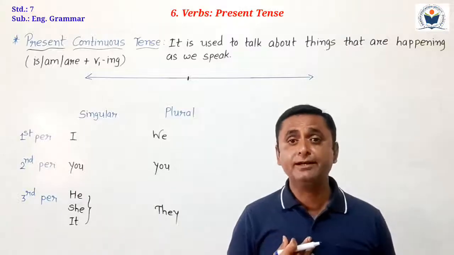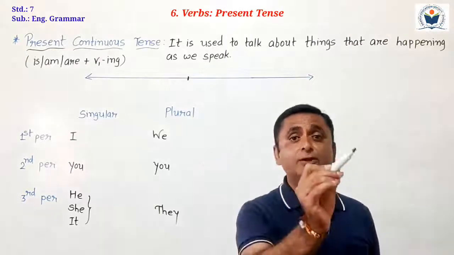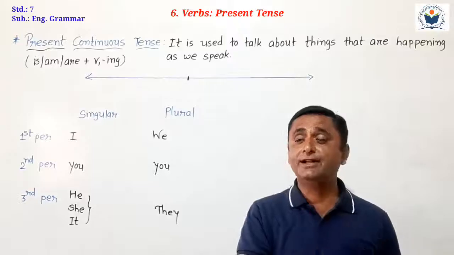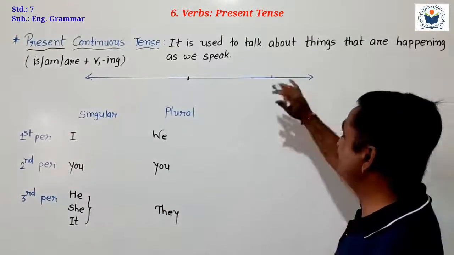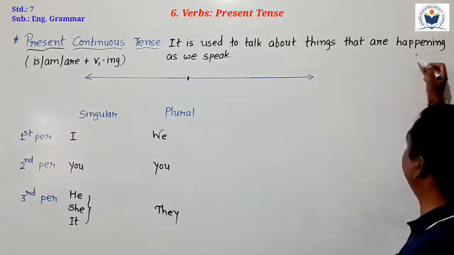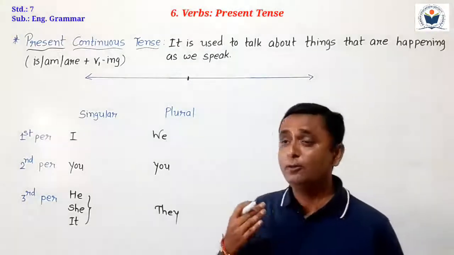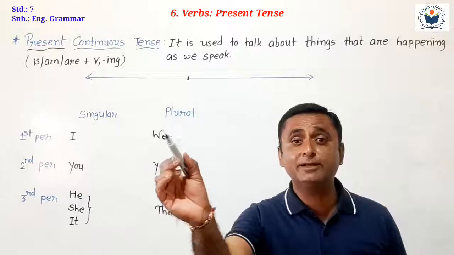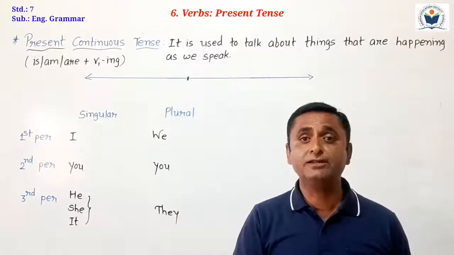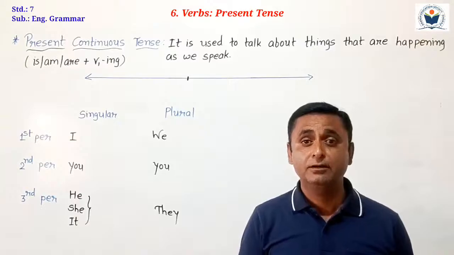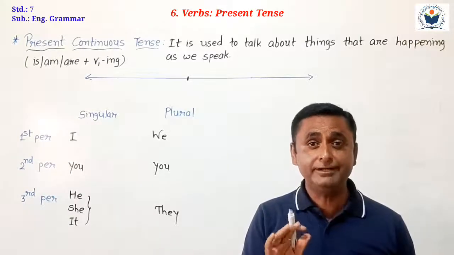जब हम बोल रहे हैं तब भी कोई एक्शन चालू कंटिन्यू है, वो दिखाने के लिए हमें प्रेजेंट कंटिन्यूअस टेंस यूज करना है. सो प्रेजेंट कंटिन्यूअस टेंस इज यूज्ड टू टॉक अबाउट थिंग्स दैट आर हैपनिंग एज वी स्पीक. While we are speaking, at that time some action is continuing. That action we have to show with present continuous tense. Can you understand? Little bit understand?